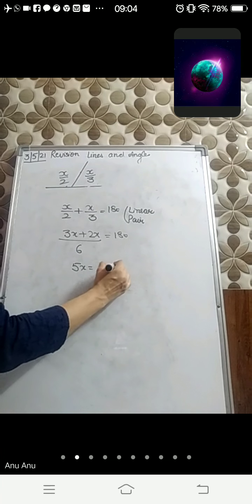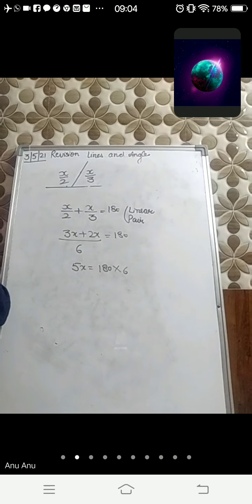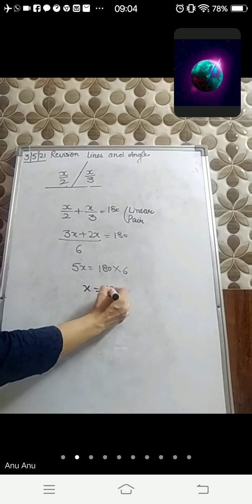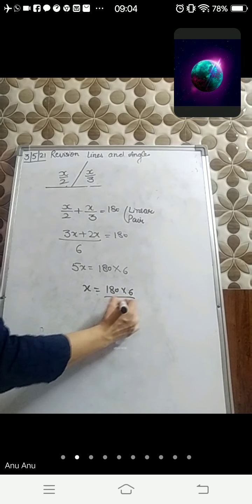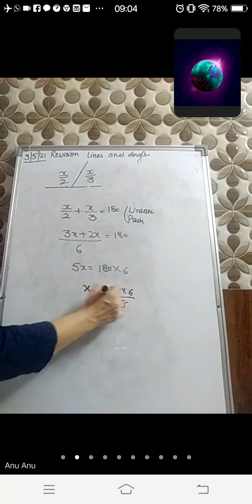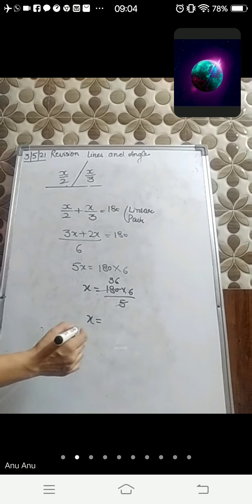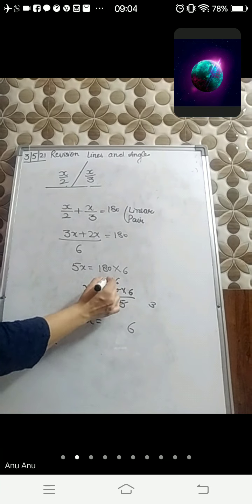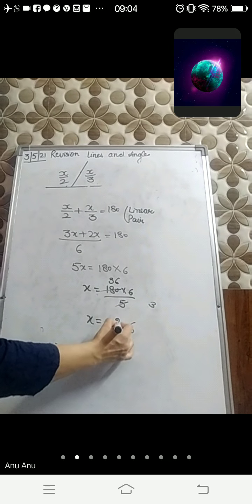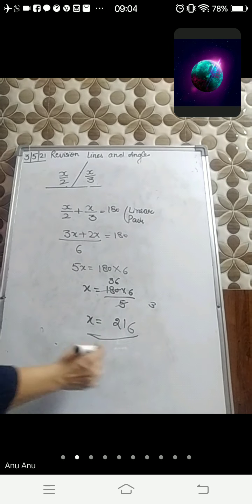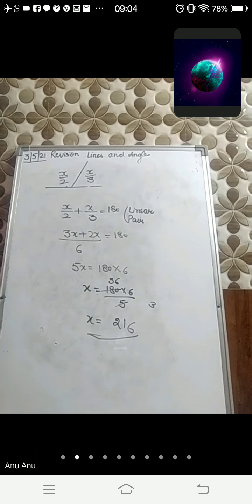5x is equal to 180 into 6. No need to multiply. You please shift the 5 to the right hand side and let's divide this. So what will you get? 36. Multiply this, 6 6s are 36, 6 3s are 18. So value of x is 216. So when you divide 216 by 2 or by 3, the two angles will make the sum 180 degrees.